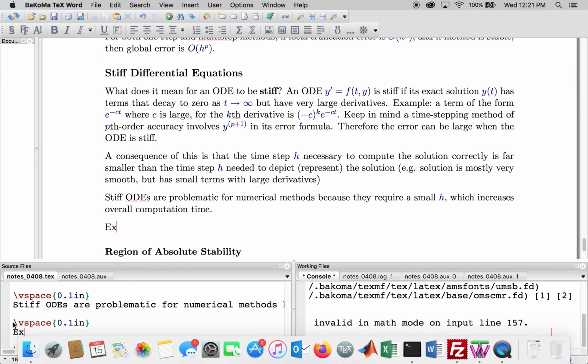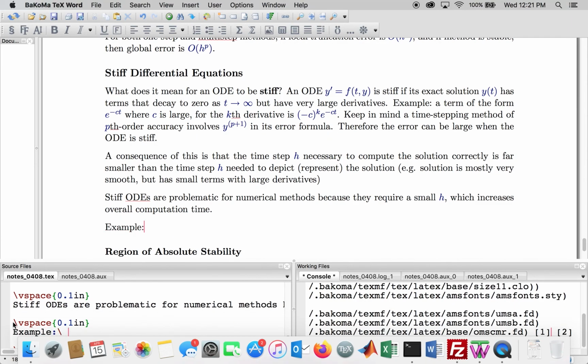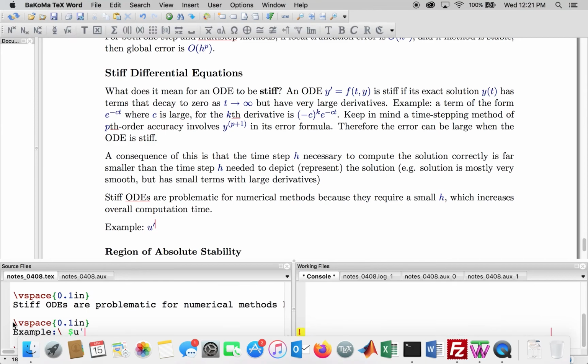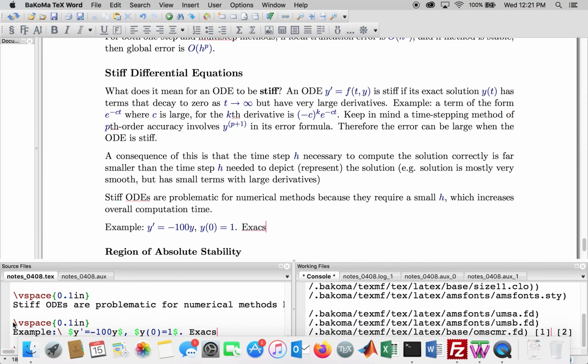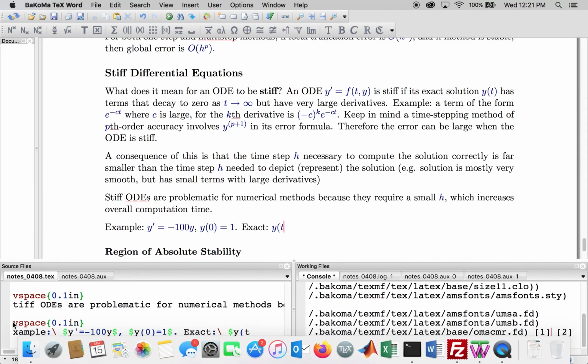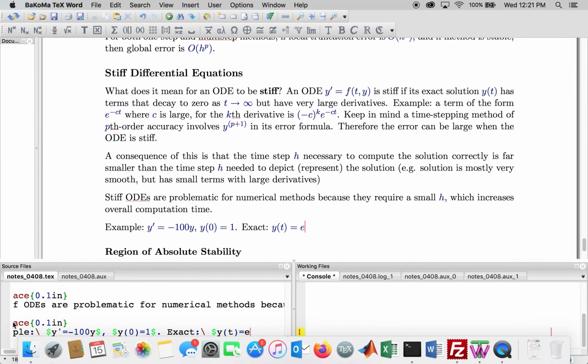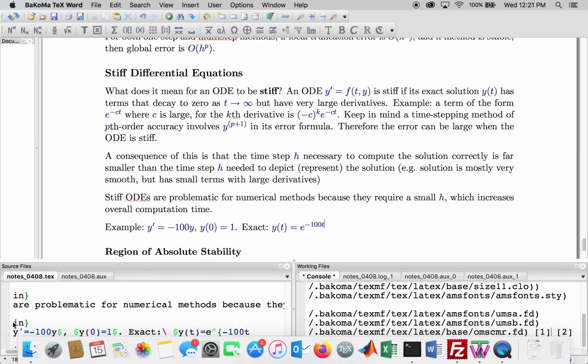Okay, so I'm going to give an example of a very simple ODE that requires a small time step. y prime is equal to minus 100y, and the initial condition is y of 0 equals 1. So the exact solution is y of t equals e to the minus 100t.